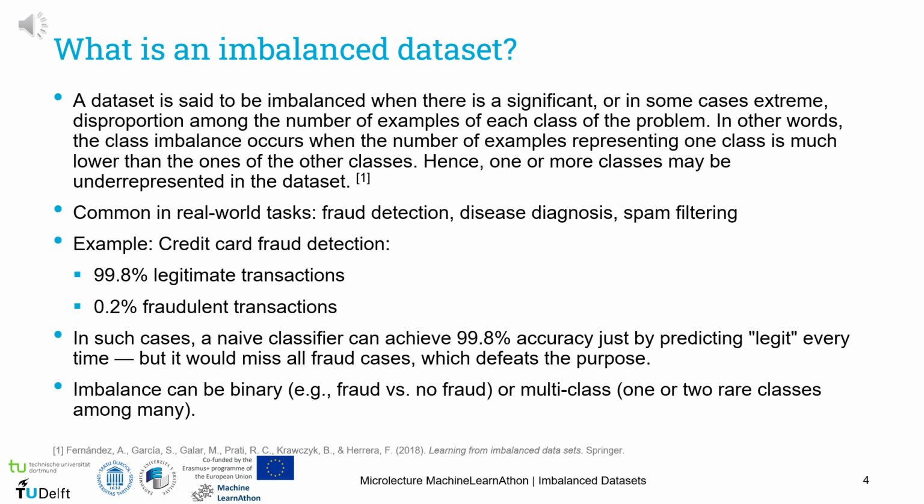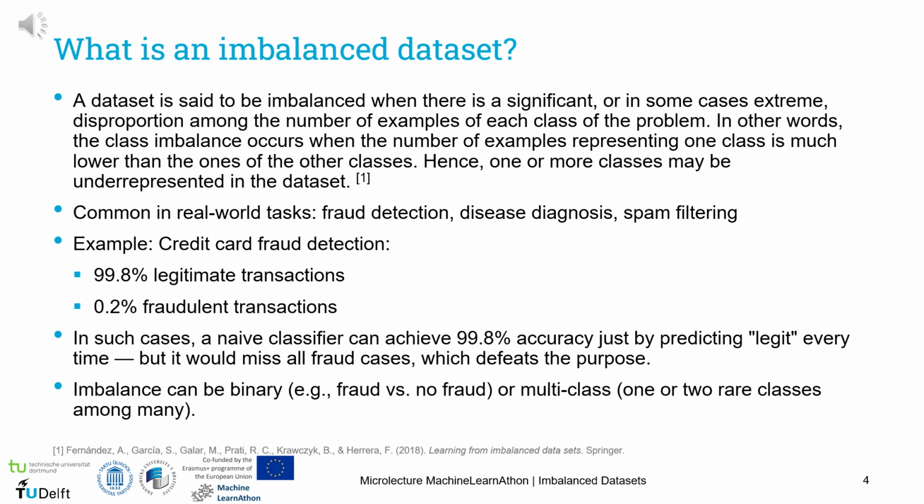Common real-world tasks are fraud detection, because usually most observations are normal data points and not fraud, and you only have a few cases of actual fraud. Then you also have disease diagnosis. Luckily there are more healthy people than ill people, and therefore the disease is usually underrepresented. And also in spam filtering in emails, you receive far more normal emails than spam.